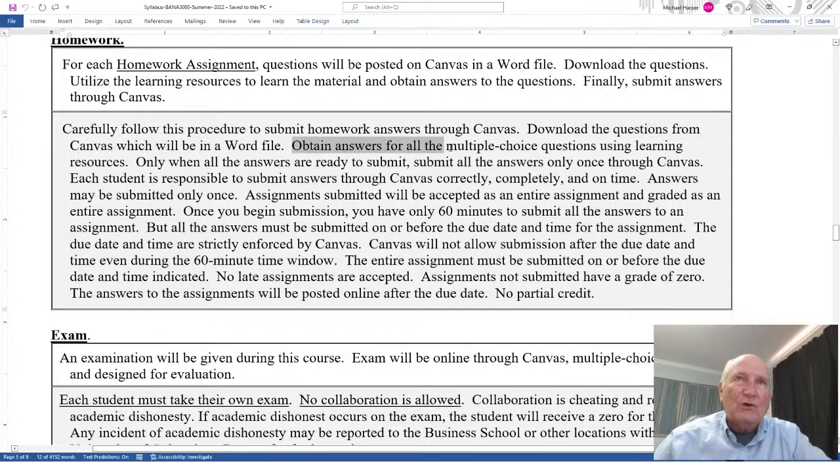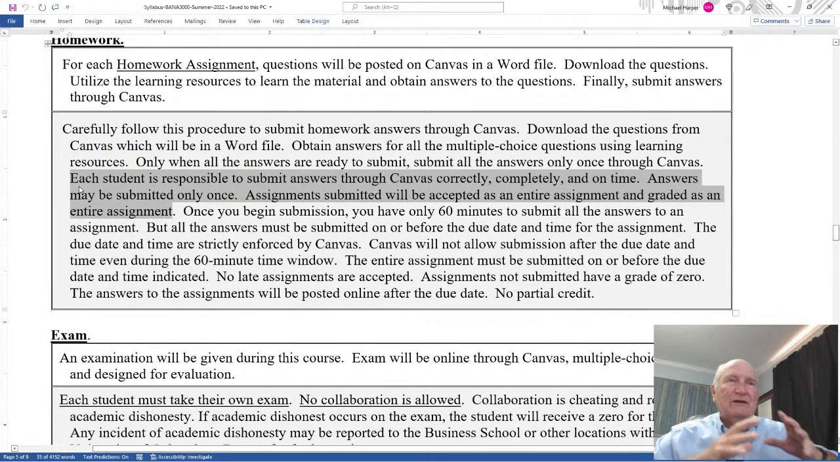Obtain answers for all the multiple choice questions using learning resources. Only when all the answers are ready, submit all the answers only once through Canvas. Each student is responsible to submit answers through Canvas correctly, completely, and on time. Answers may be submitted only once. Assignments submitted will be accepted as an entire assignment and graded as an entire assignment. You can't submit part of it here and part of it next day. No, you have one chance to submit all the letters and numbers.